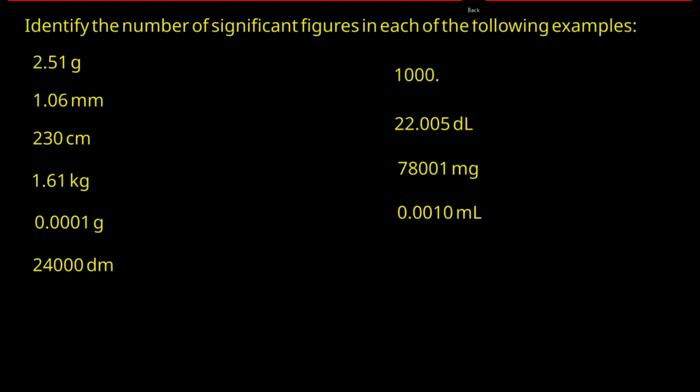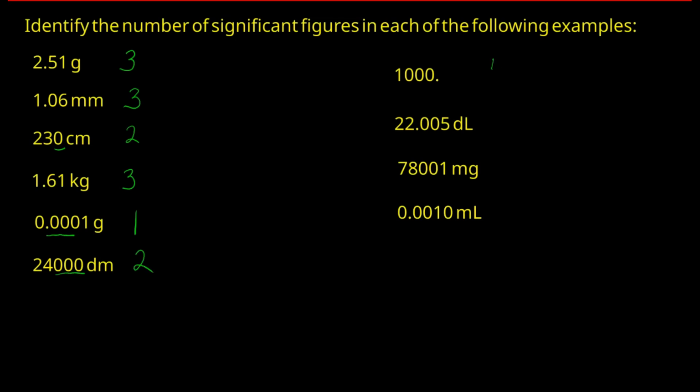Okay, see if you can identify the number of significant figures in each of the following examples. I'll give you a moment if you want to try this on your own. Okay, the first one has 3 sig figs because all of them are non-zero digits. The next one has 3 because the 0 falls between two significant digits. This one has 2 because this 0 is a placeholder. This one has 3. All these are placeholders, so it will have 1. And these zeros are placeholders, so this one will have 2.